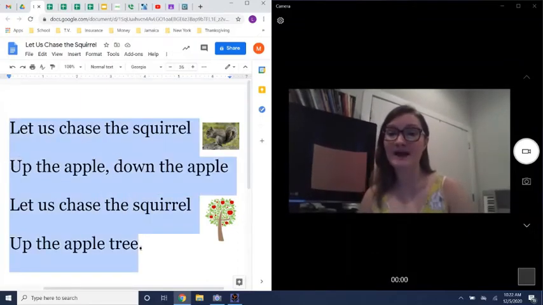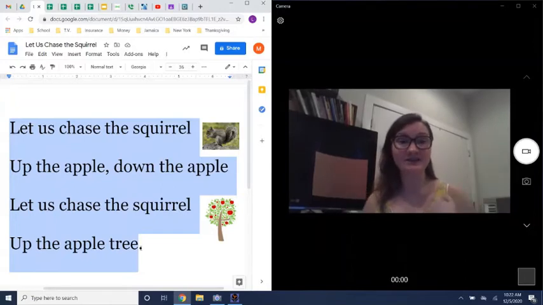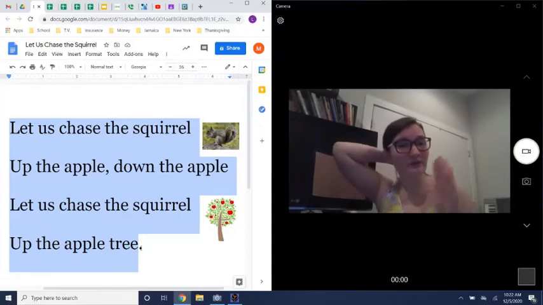Whole thing, my turn first. Let us chase the squirrel, up the apple, down the apple. Let us chase the squirrel, up the apple tree. Sing it with me, ready, go. Let us chase the squirrel, up the apple, down the apple. Let us chase the squirrel, up the apple tree. By yourself, here you go.